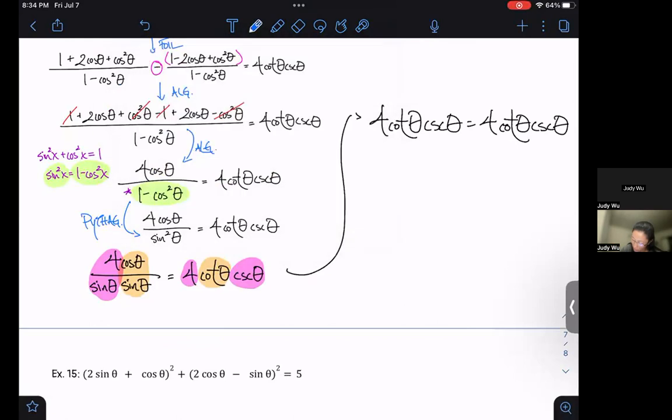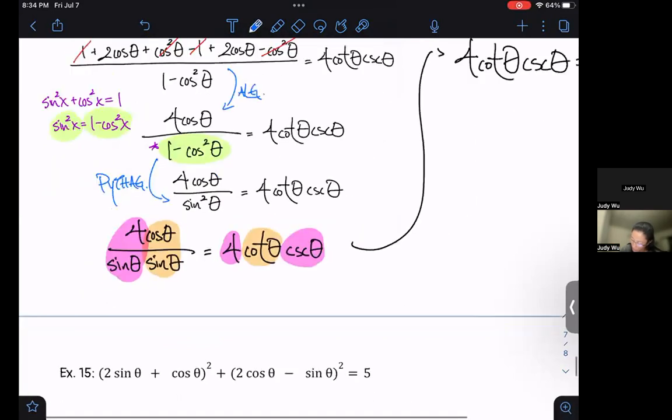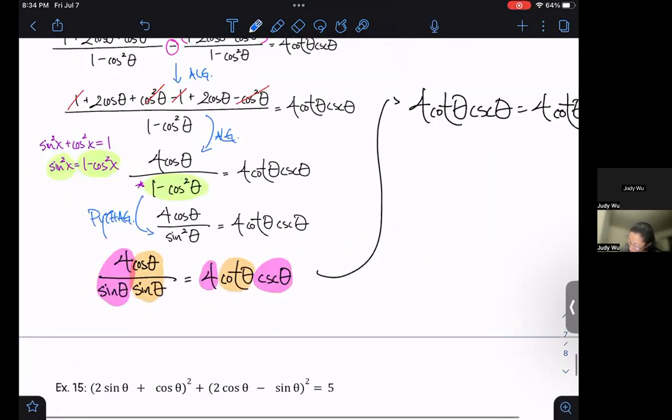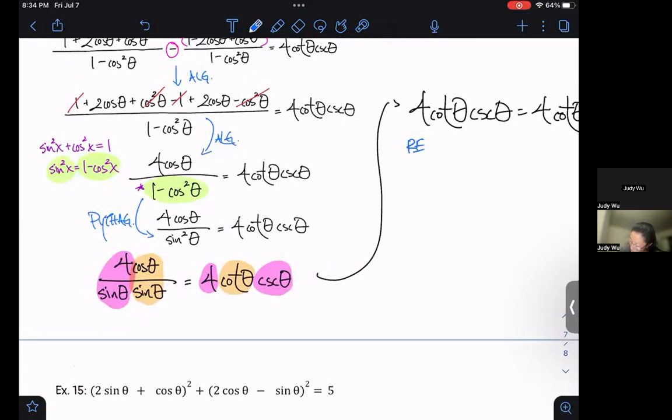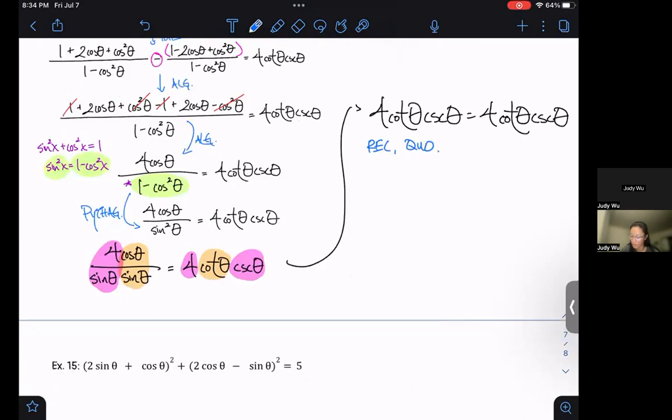Now we want to make sure that we've got our annotations here. So we've got our reciprocal and our quotient identities to help us finish that off.